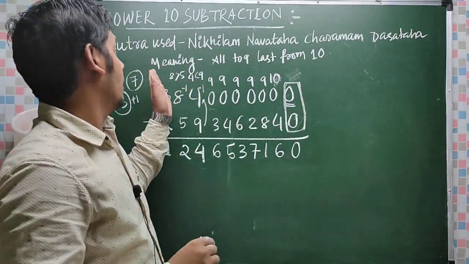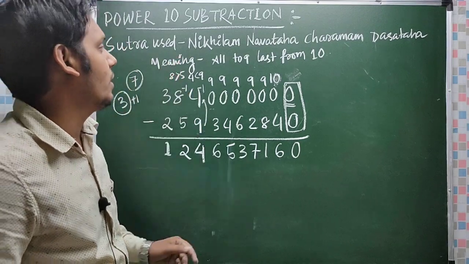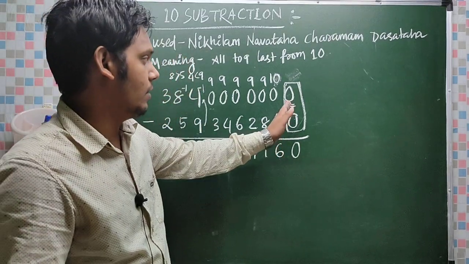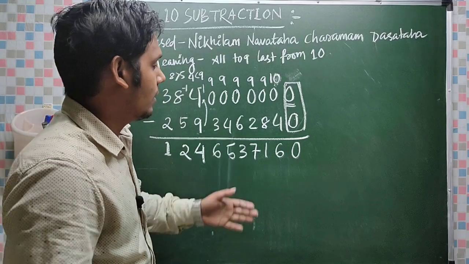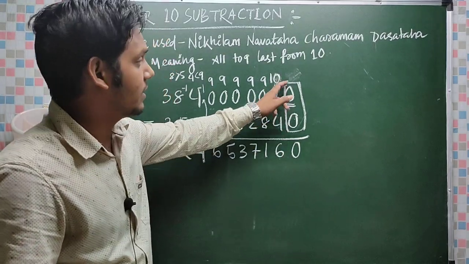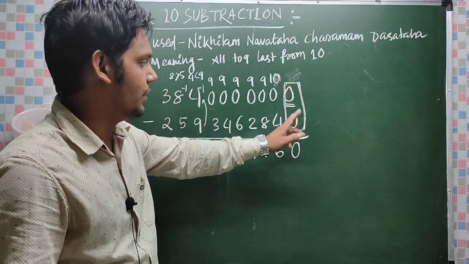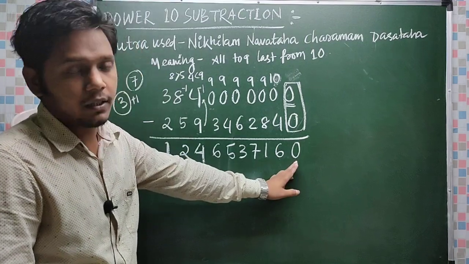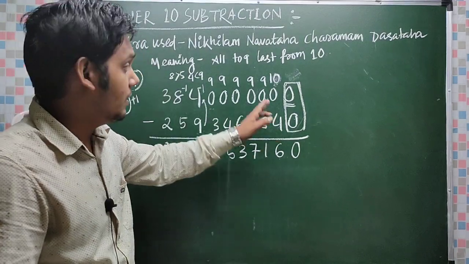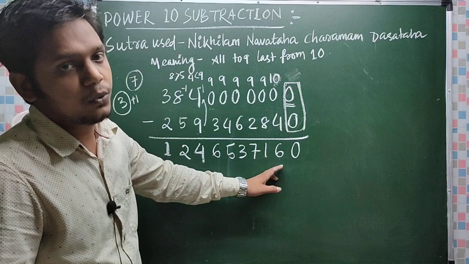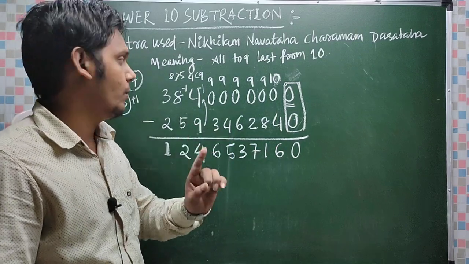The meaning is all from 9 and last from 10, but if subtraction is possible, then you cannot take 10 there. If you take 10 here, 10 minus 0, how much will it be? 10. You cannot write 10. For each subtraction, it cannot be a 2-digit number. It can be only a 1-digit number.